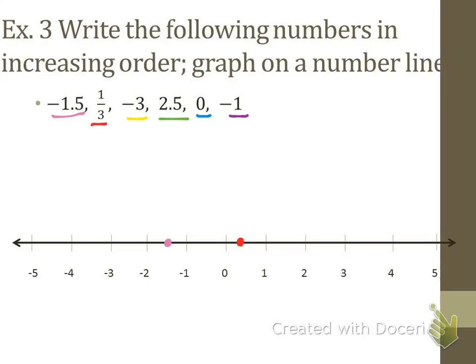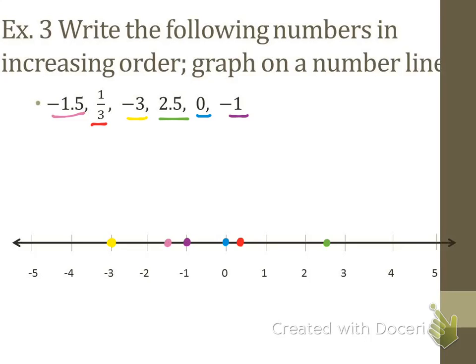All I got to do is find -3 on my number line and plot it. Next one, 2.5. Where would I go to graph 2.5? Okay, it's positive, so I want to go in between +2 and +3. Okay, 0, that's an easy one. I'll go to 0 here on my number line. And then last but not least, -1. Another easy one. All I got to do is go to -1.